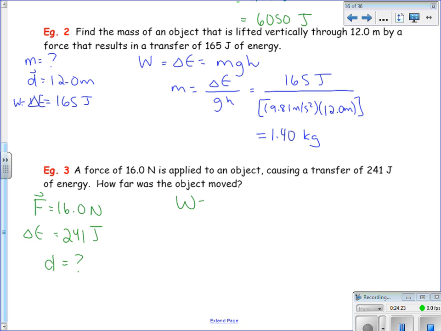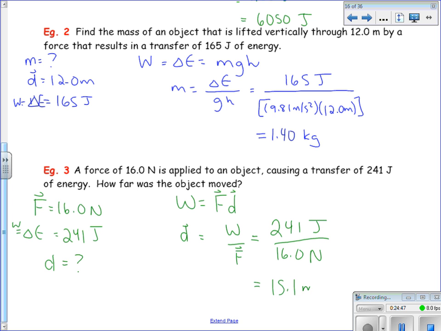So work is equal to force times distance. So remember, change in energy is equal to work. So distance is equal to work divided by force. I'm kind of dispensing with my vector symbols there. So that's 241 joules divided by 16.0 newtons, which equals 15.1 meters.